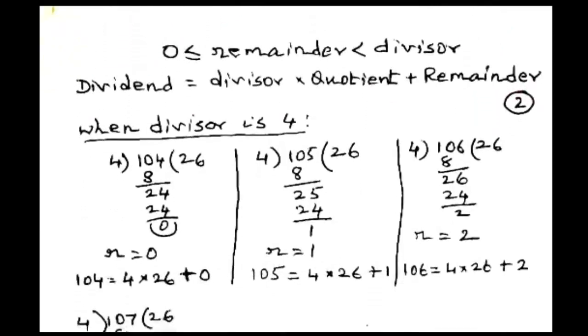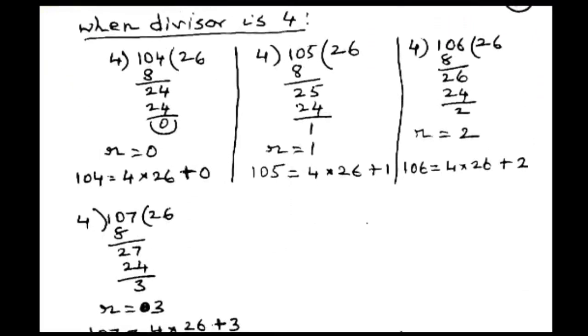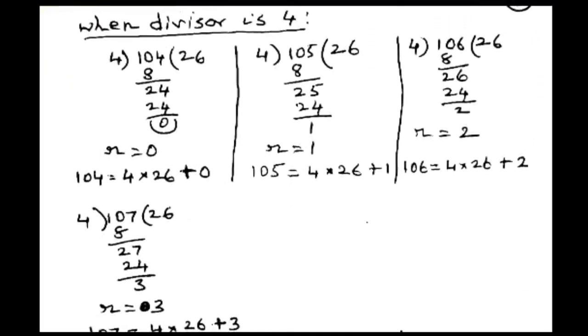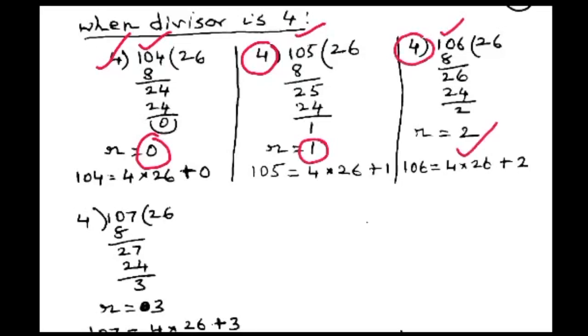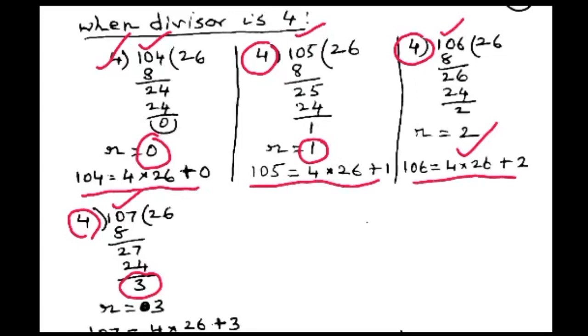Now we consider the case when the divisor is 4. I consider 104 divided by 4, the remainder is 0. 105 divided by 4, remainder is 1. 106 divided by 4, remainder is 2. 107 is divided by 4 and remainder is 3. And all these follow dividend equal to divisor multiplied by quotient plus remainder.